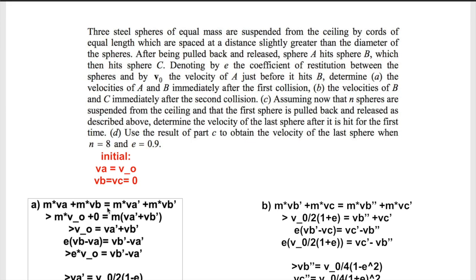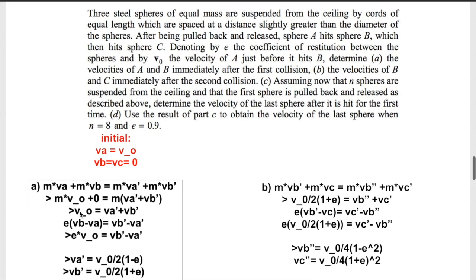First we start with our conservation equation: mVA plus mVB has to equal mVA plus mVB after the hit. We plug in the values that we know, and we find that V naught equals VA after hit plus VB after hit. We use our equation for E: VA minus VB equals VB after hit minus VA after hit. We solve that, and we find that E V naught equals VB after hit minus VA after hit.